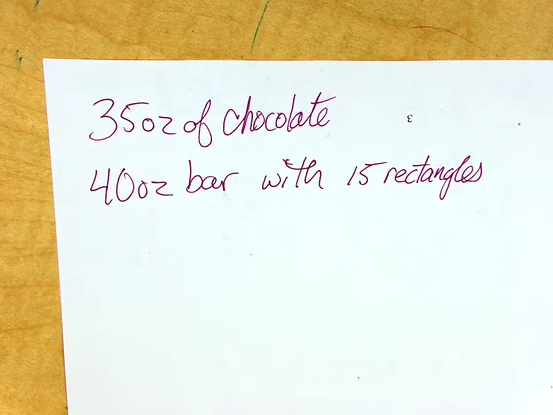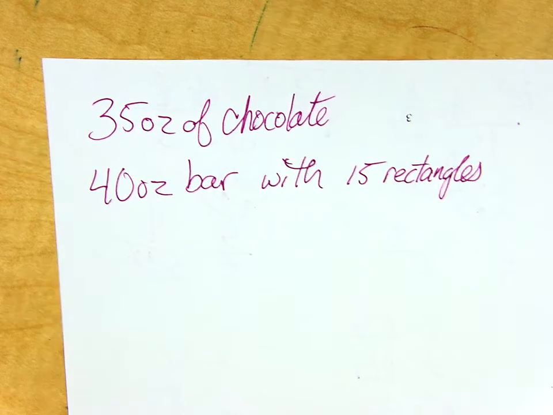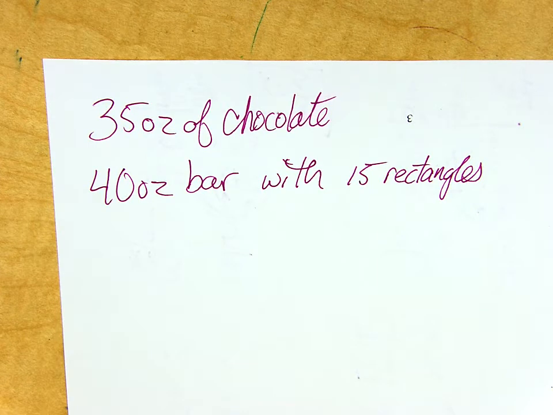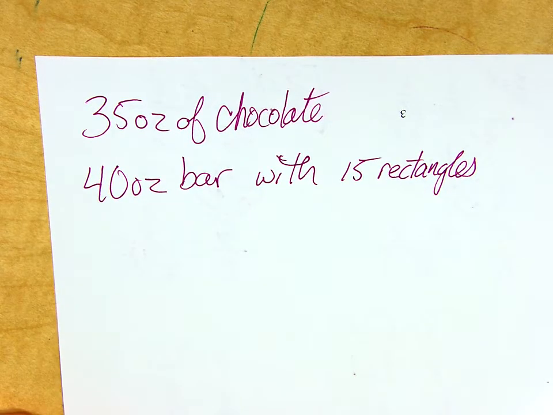So anyway, can you imagine the scenario? She has this bar of chocolate. It's got 15 rectangles. She only wants 35 ounces instead of the full 40 ounces. So she knows her numbers. She comes to me and says, tell me how many rectangles I need, right? So this is just a proportion problem. Okay? So here's how you're going to do it.